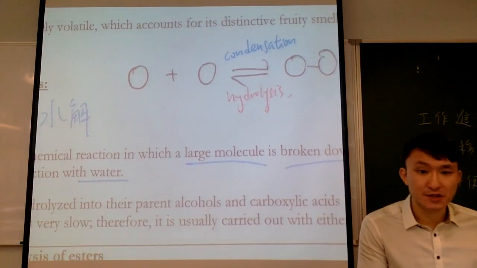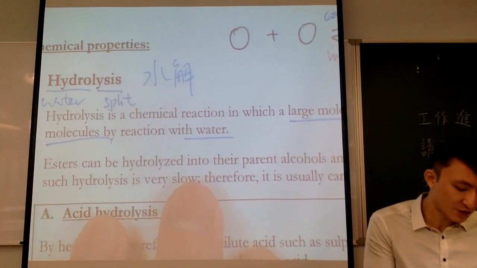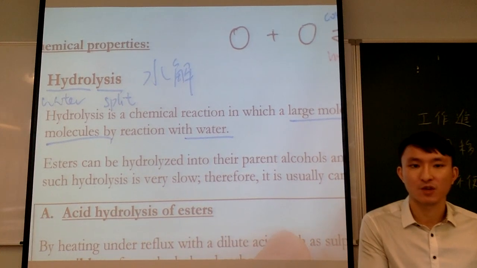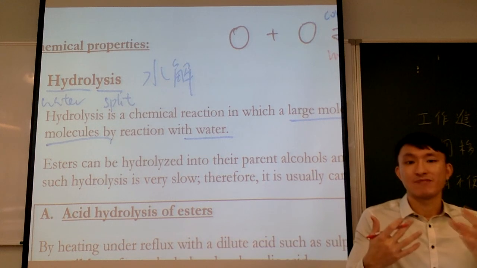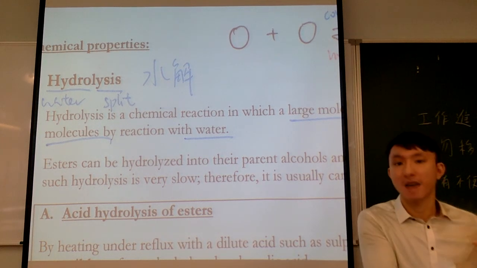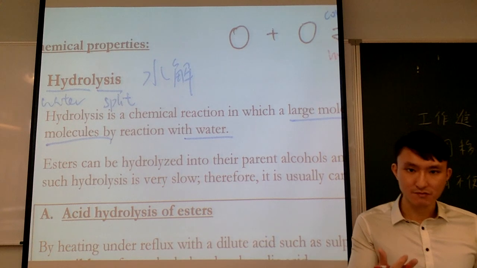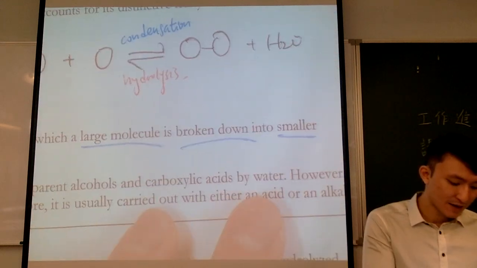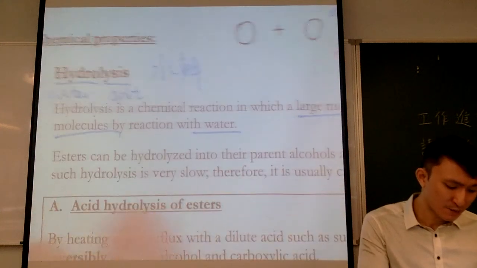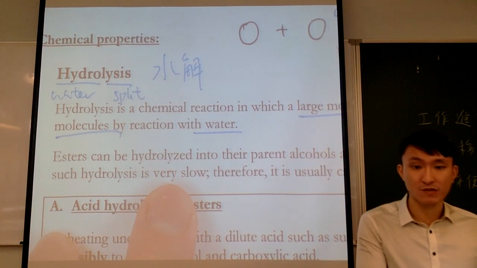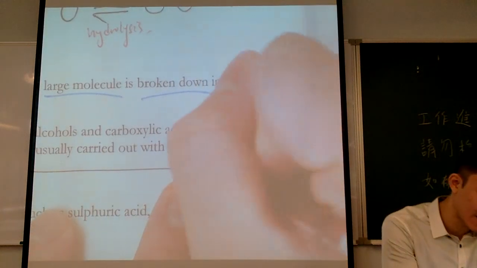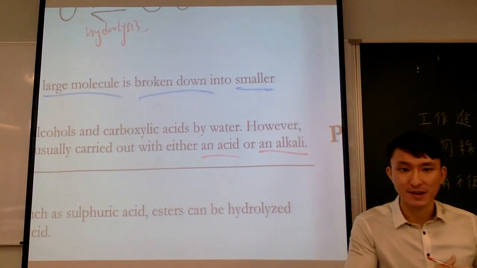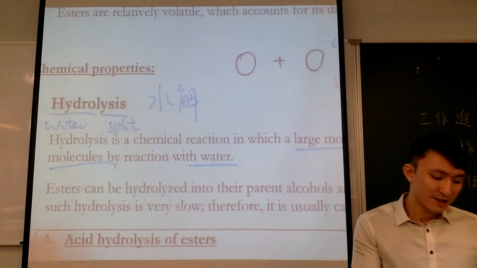Now we say that esters can be hydrolyzed into their parent alcohol and carboxylic acid. So basically, like I said, ester comes from alcohol and carboxylic acid. So esters can be split and go back to their original alcohol and acid. But this reaction itself is pretty slow. So we don't actually react an ester with water. Instead, we carry out the reaction with either an acid or an alkaline. So that's why here we have two parts.